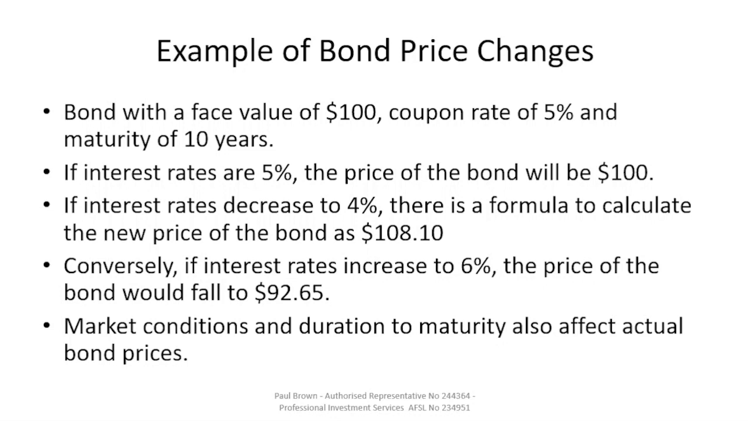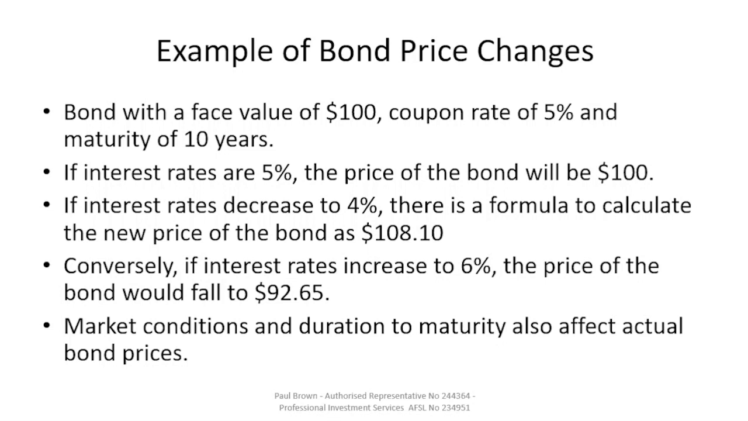Okay, but if market interest rates decrease to 4%, there's actually a formula that can calculate the new price of the bond as $108.10 is what the formula would say, because you're still getting 5% on the bond, but interest rates have decreased to 4%, so the bond has become more valuable.